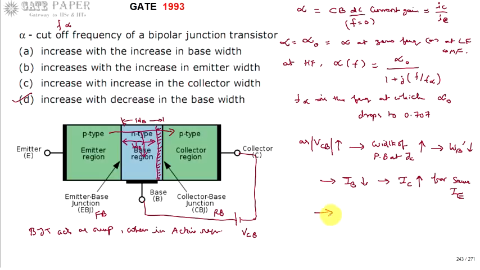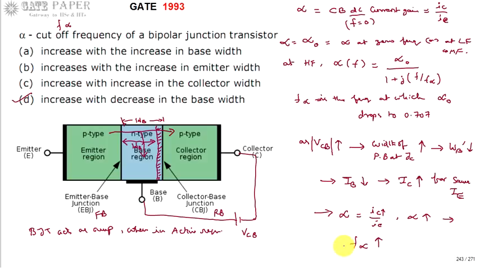From this we can say alpha, the common base DC current gain, is IC divided by IE. IE is constant but IC is increasing, so alpha increases. Whenever alpha increases, the alpha cutoff frequency, which is the frequency at which alpha reduces to 70.7%, also increases. So we can say f alpha increases.